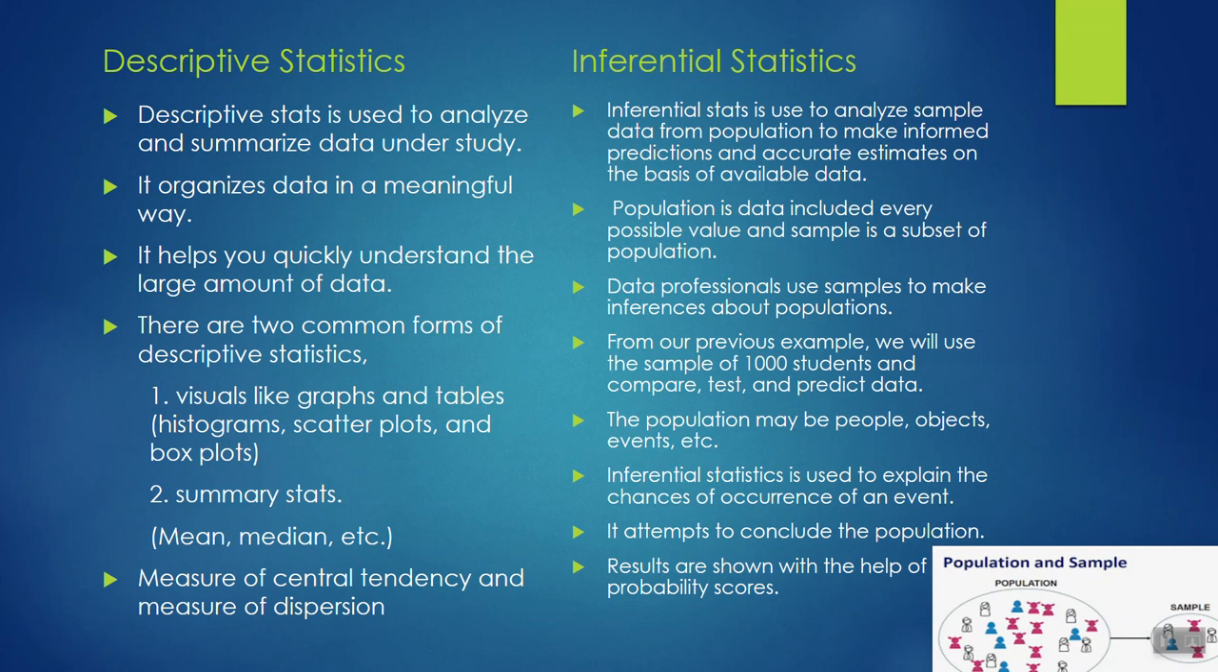There are two main types of summary stats: measures of central tendency and measures of dispersion. Measures of central tendency, like the mean, let you describe the center of your data. Measures of dispersion, like standard deviation, let you describe the spread of your data set or the amount of variation in your data points. Stats like mean and standard deviation are used to describe and summarize data.